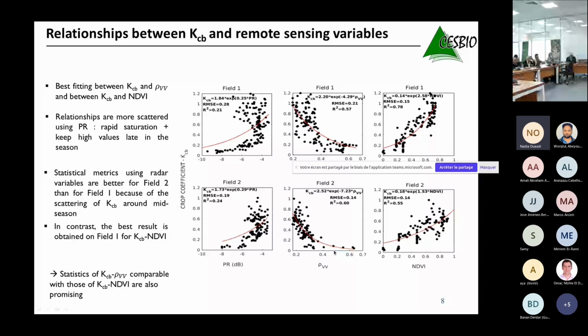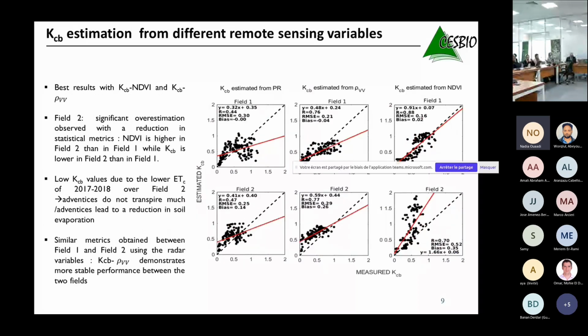If we calibrate these relationships over one agricultural season and then apply them to the 3 other seasons, we obtain the results presented in this figure for estimating the crop coefficient from the 3 variables, namely the polarization ratio, interferometric coherence, and NDVI, for field 1 and field 2. As expected, for field 1, the best results are obtained using the NDVI, but the performance decreased when we passed to field 2, and this could be related to the higher NDVI values for this field against lower crop coefficient values.